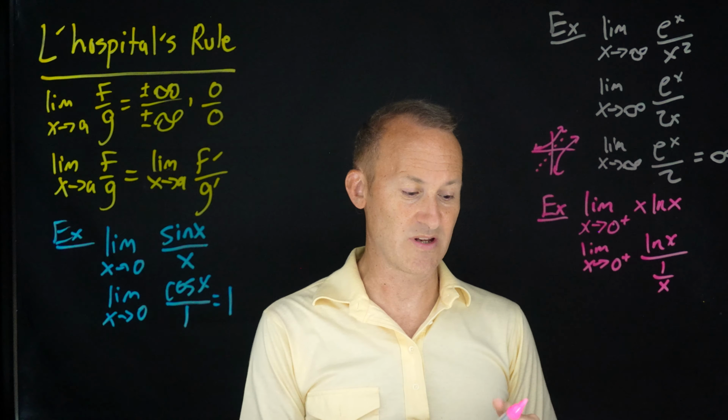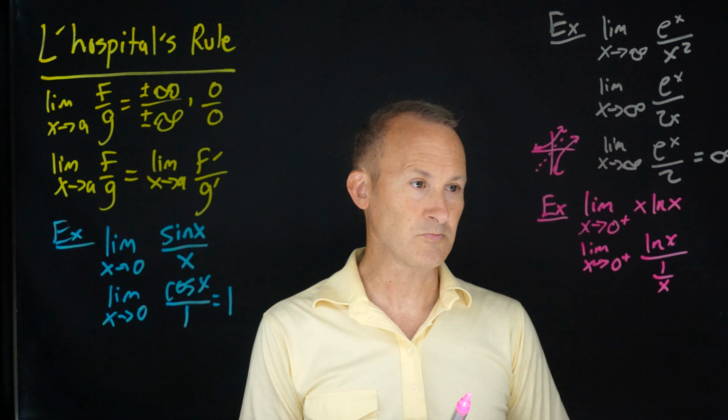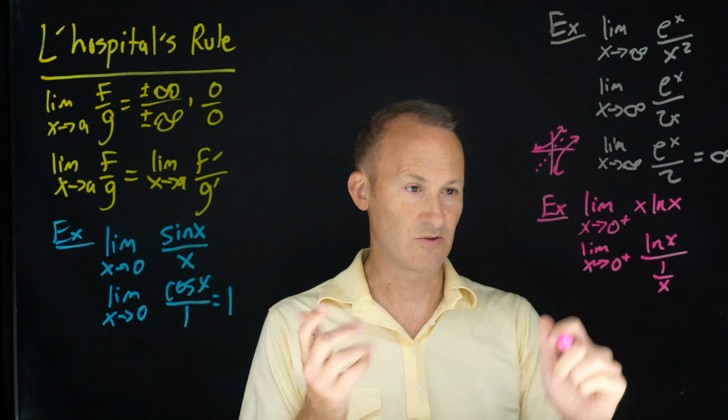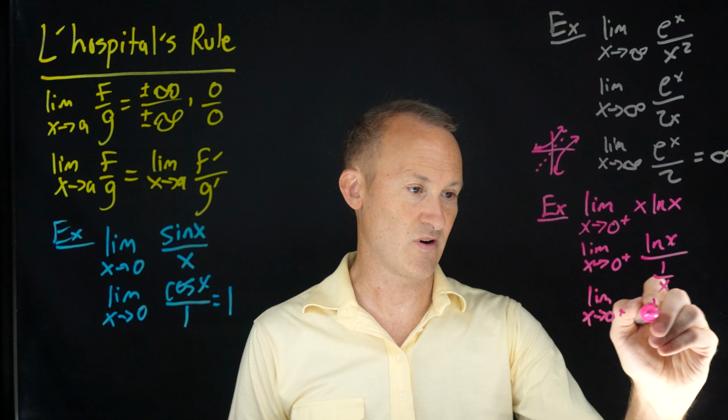So now L'Hôpital's rule applies, and we can use it. So let's use it. We keep our limit, x approaches 0 from the right. Derivative of ln x, that's our new numerator, is 1 over x.